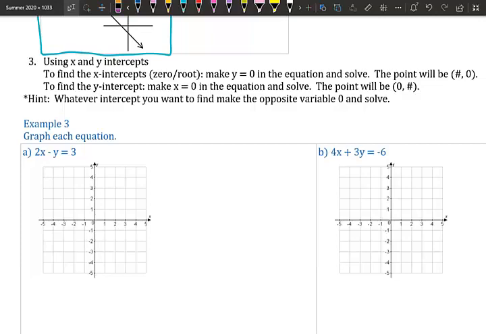And to find the y-intercept, you make x equals 0 in the equation and solve, and the point will be 0, number. Whatever intercept you want to find, you make the opposite variable 0 and solve. So if you're trying to find the x-intercept, the opposite of x is y. So you make y 0 and vice versa.